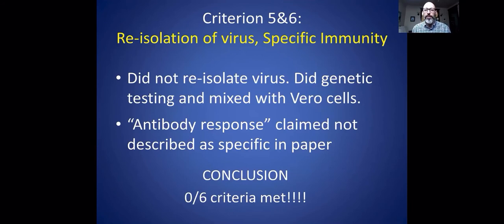So first, in the title, they said they satisfied Koch's postulates, but in the second paragraph, they said actually they used Rivers' revision of the Koch's postulates, which are distinct. And then they claimed that 4 papers satisfied the first 3 criteria, but upon closer examination of those papers, not one criteria for any of those papers was satisfied. And then they claimed that they satisfied the remaining 3 criteria, but once again, upon closer examination of their procedures, they did not satisfy any of them.